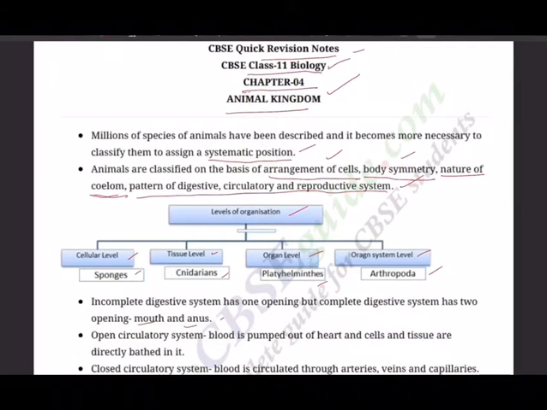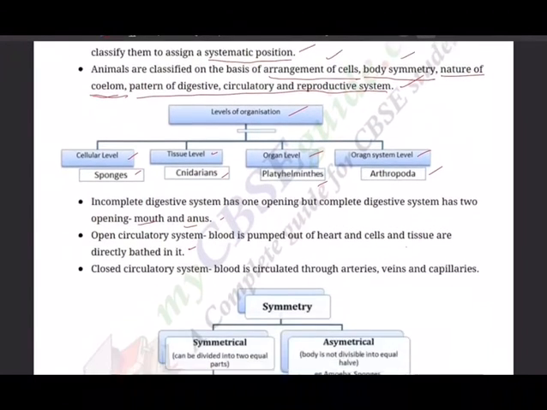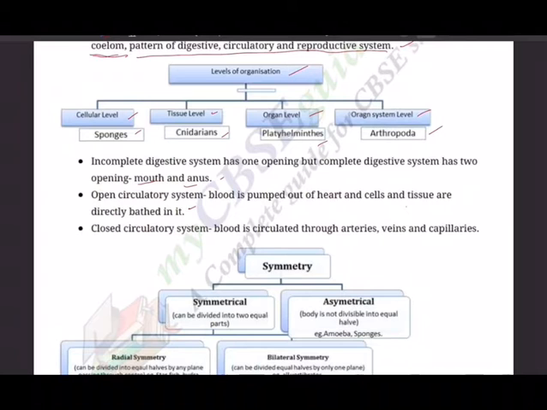That means blood will not be pumped out of heart, and cells and tissues are directly bathed in it. That means there are no arteries and veins. Blood will not flow through the tubes, arteries and veins. Instead, it is just like a swimming pool, like you must have observed in cockroach. And closed circulatory system, blood is circulated through, as I said, arteries, veins and capillaries.